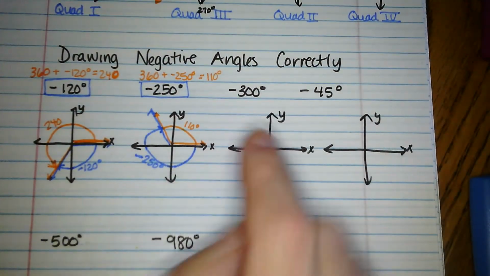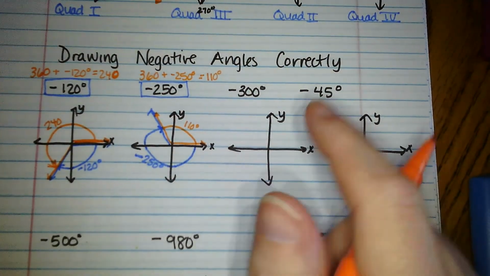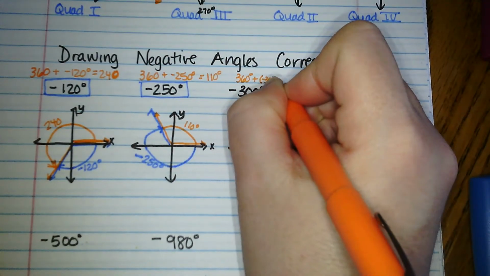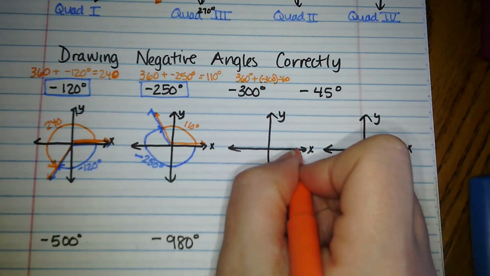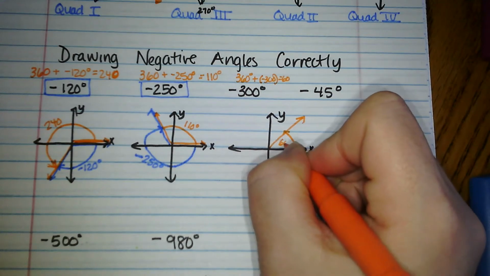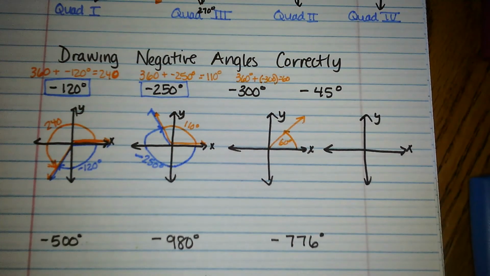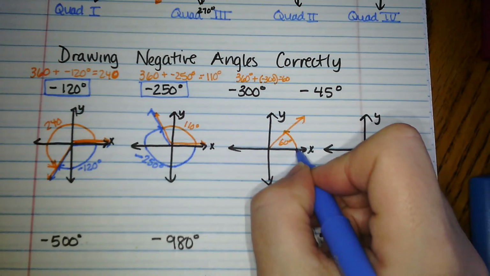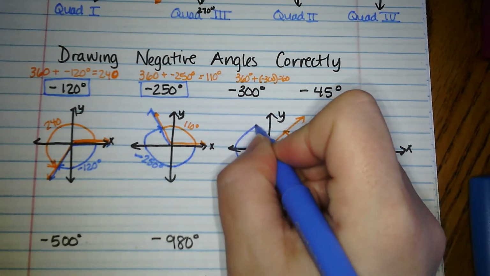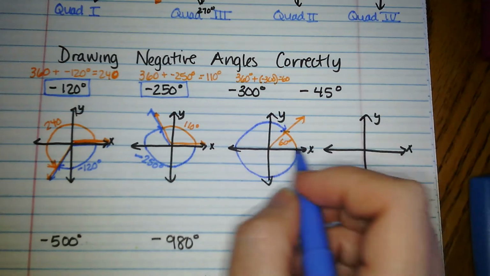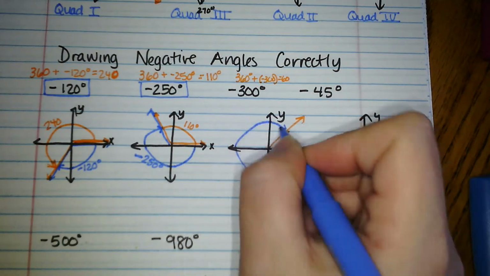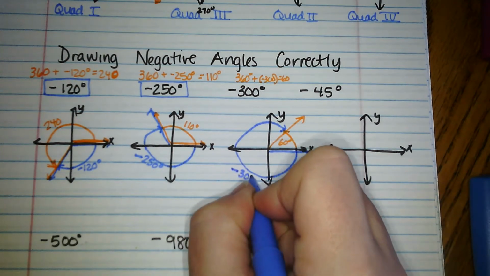Third one is a negative 300. For a negative 300, I can take my 360 and add it to negative 300 to get 60 degrees. So I know I'm going right about here. That's positive 60. Negative 300 would start here, would wrap around past 90, past 180, past 270, all the way to here. So going from this direction around to here is my negative 300.